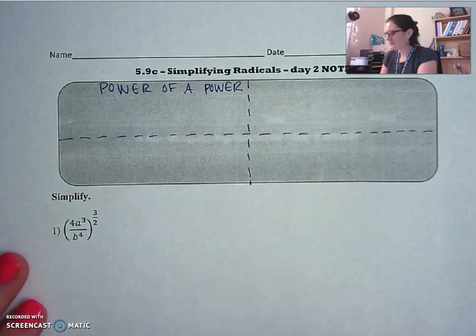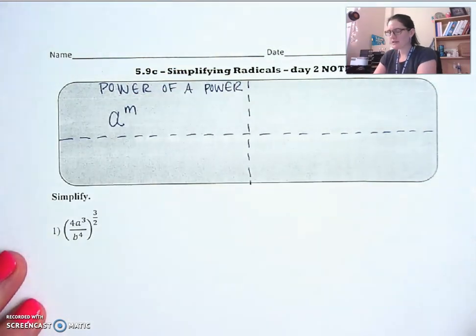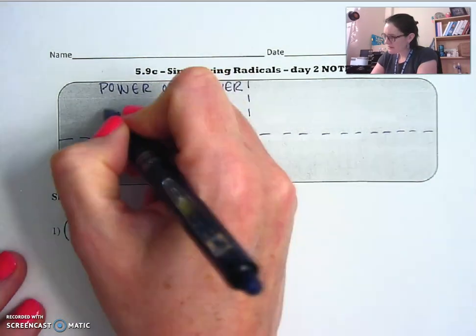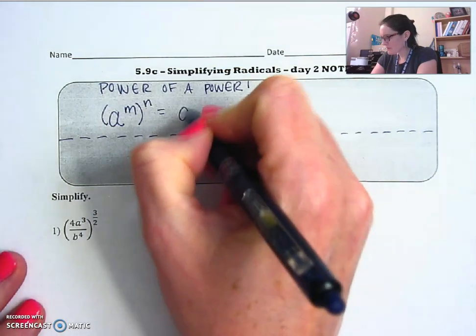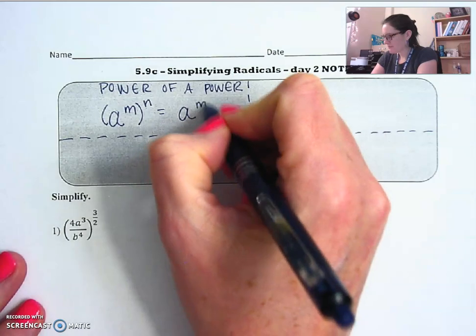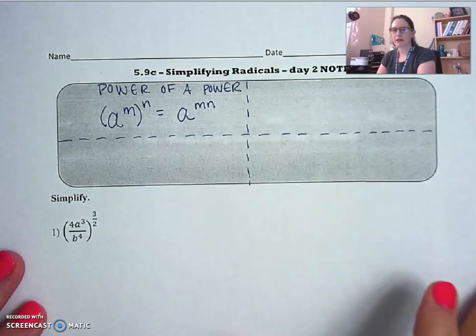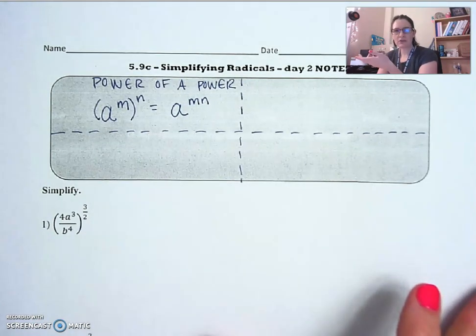So let's say we have something that's already raised to the power. So we have a to the m. And let's say we raise that to another power. What we do is keep the base the same and multiply that m and n together. So it'll be a to the m times n. And these exponent rules we did in the fall, so I'm not going to explain why they work right now. We're just going to review how they work.